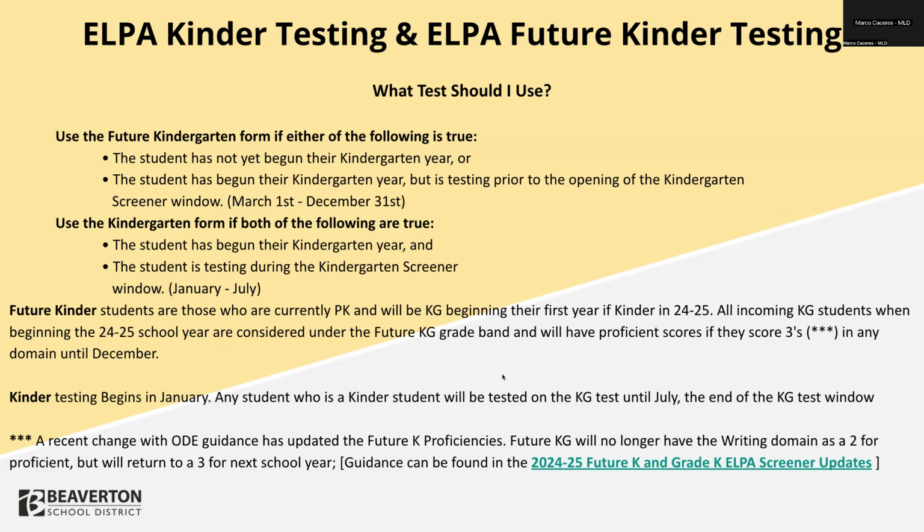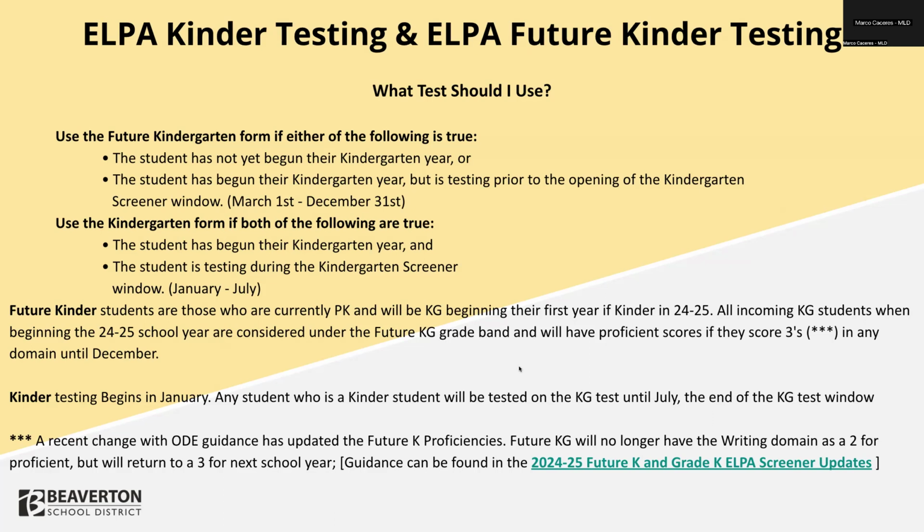As a quick breakdown, I wrote down an instance. Future kindergarten students are those who are currently PKs and will be beginning their first year of kindergarten in 24-25. All incoming kindergarten students when beginning the 24-25 school year are considered under the future kindergarten. So that means starting next school year all the way to December, they'll still be testing under the future kindergarten. And they are the ones who will be proficient with scores of 3s.